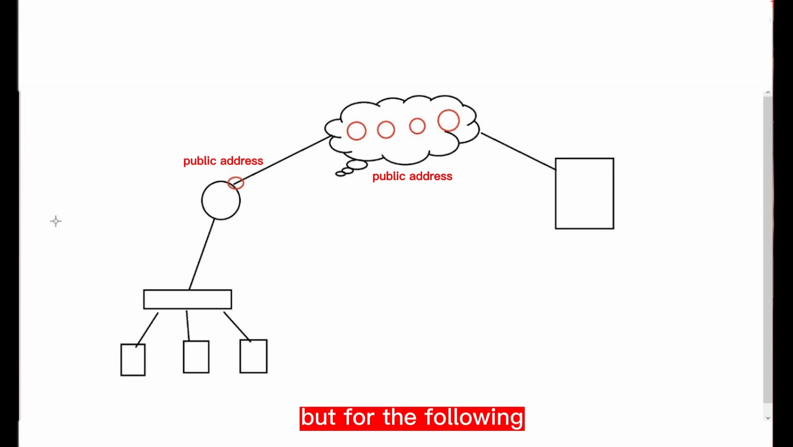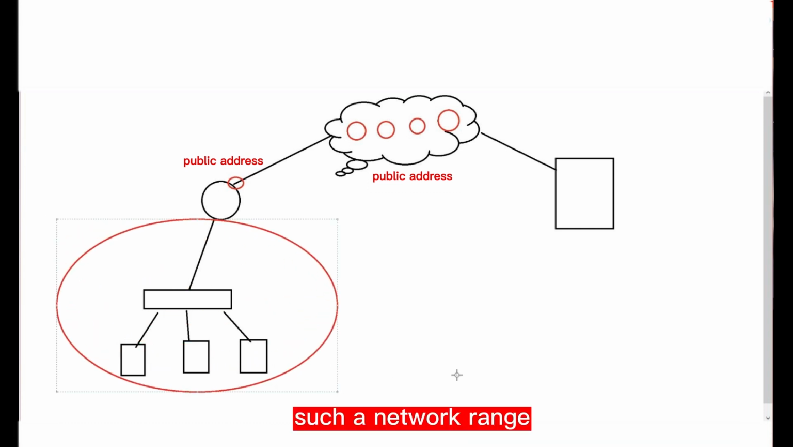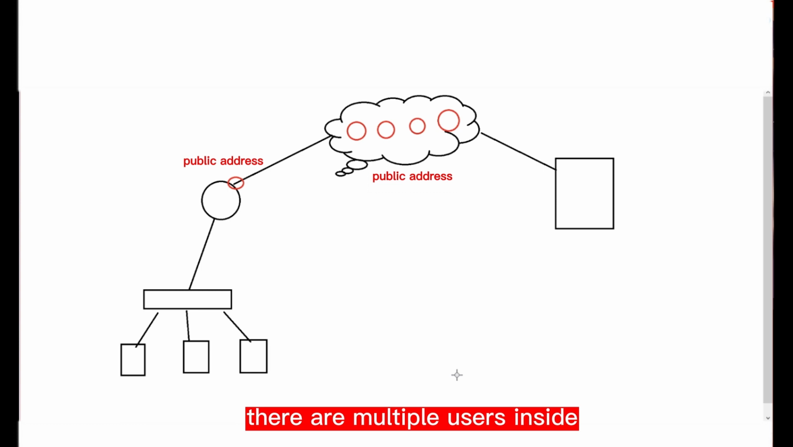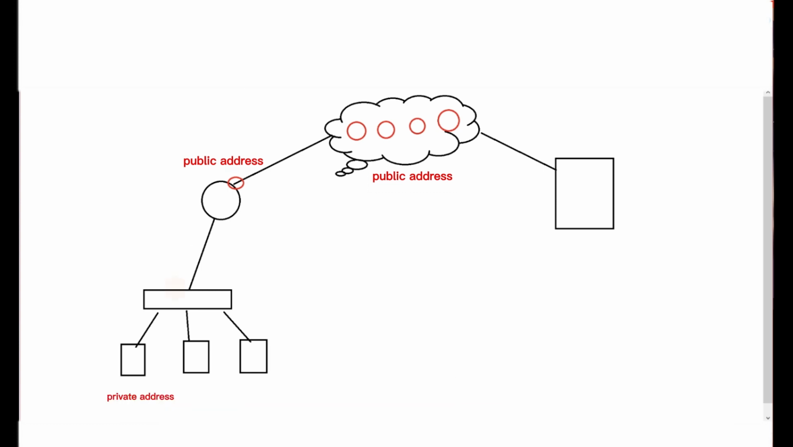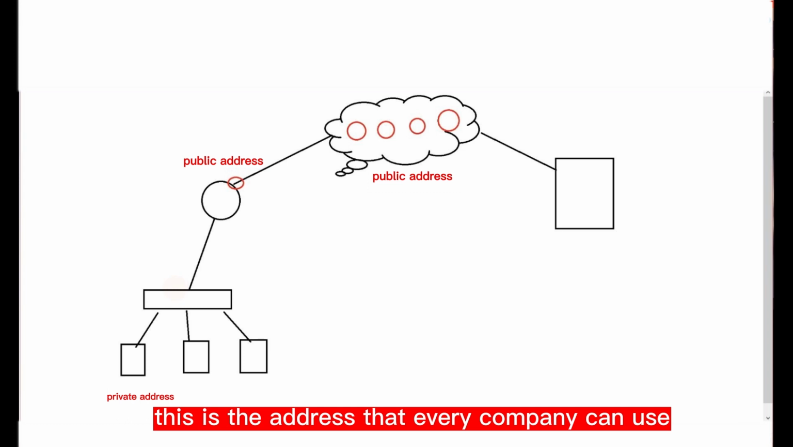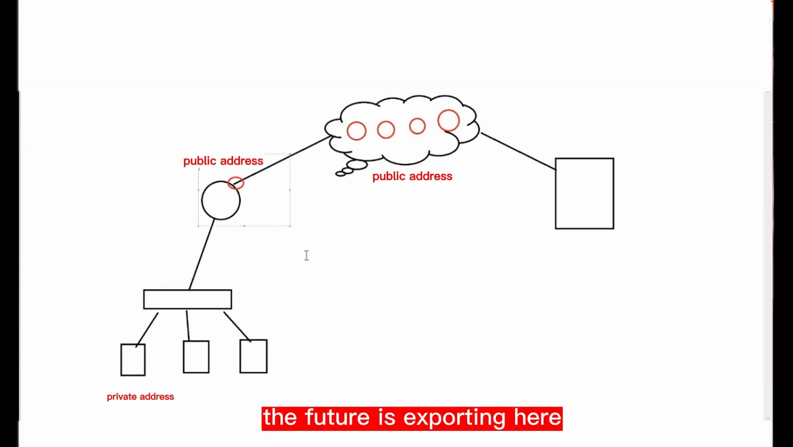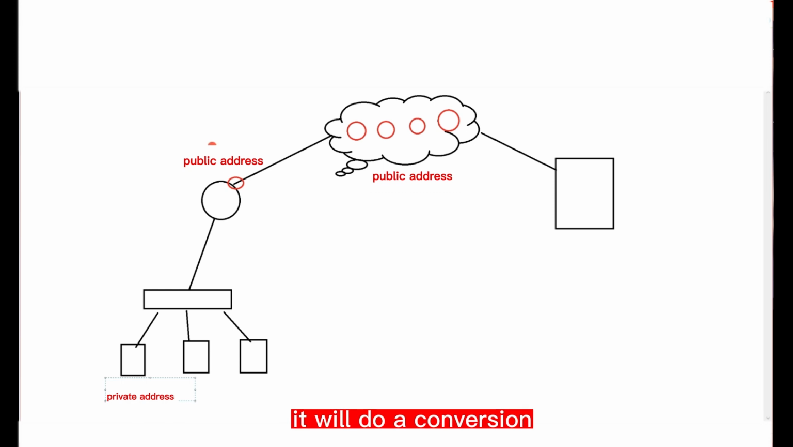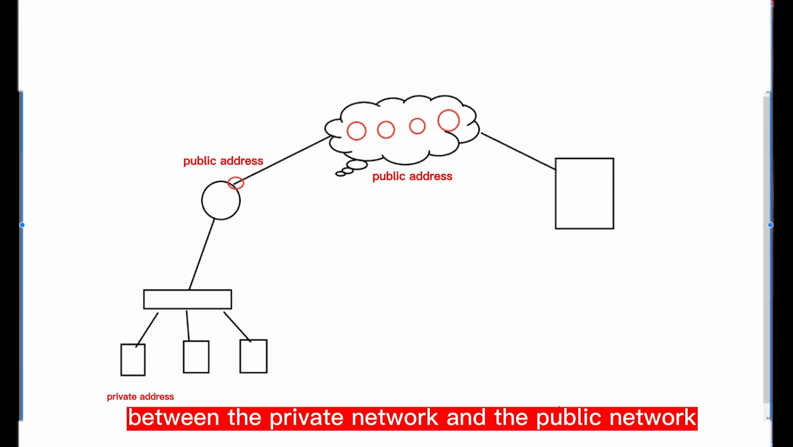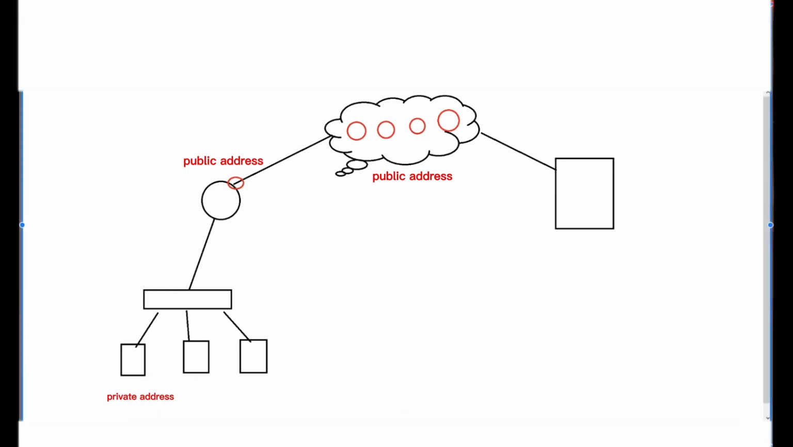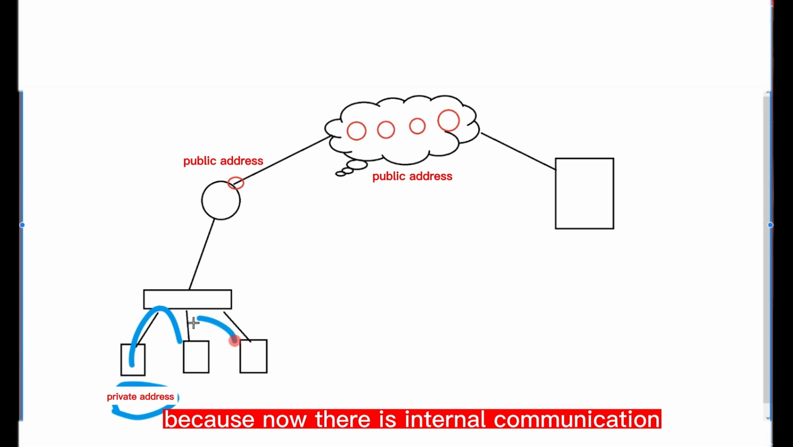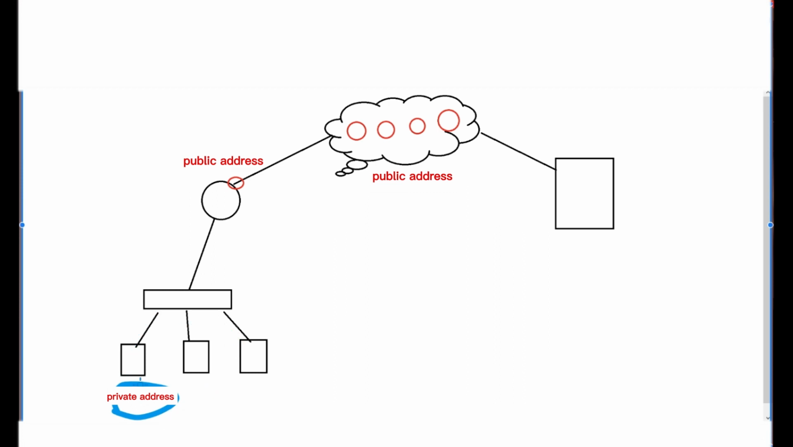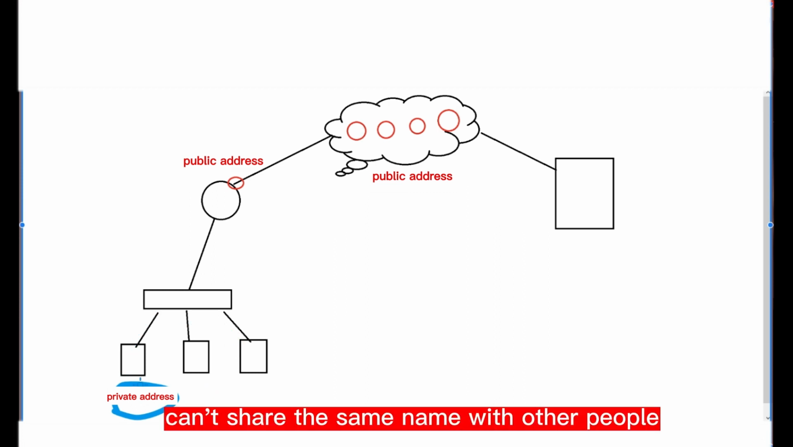But for the network range below, there are multiple users inside, and these users can use private addresses. This is the address that every company can use. In the future, the egress here will do a conversion between the private network and the public network. Now we only guarantee that this private address is not repeated internally, because there is internal communication and it can't share the same address with others.